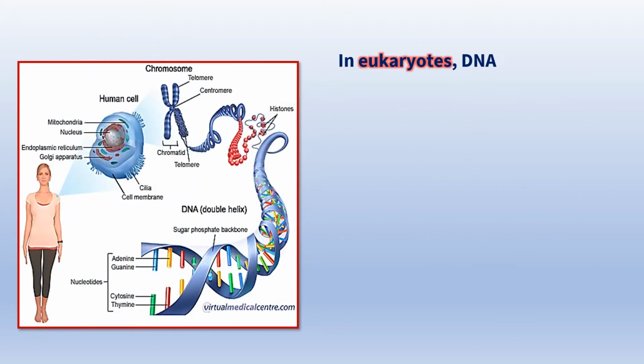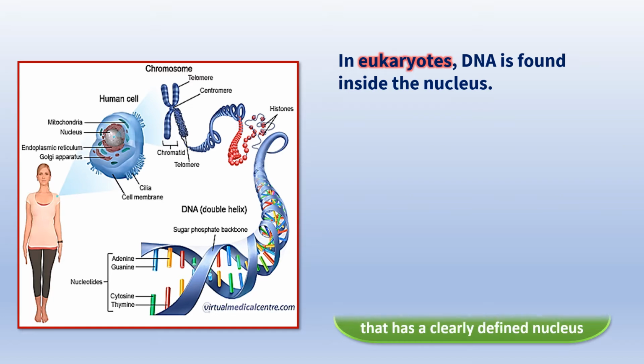In eukaryotes, DNA is found inside the nucleus. Eukaryotes are cells or organisms that have a clearly defined nucleus. There is a membrane around the nucleus, separate from other cell organelles within the cell. So human beings are eukaryotes and the DNA is found inside the nucleus of each cell.